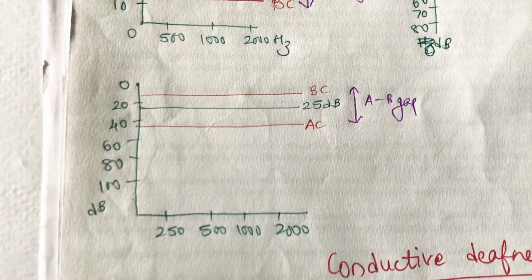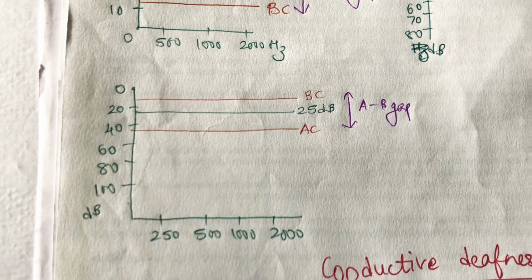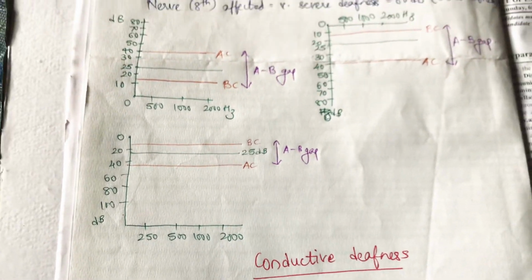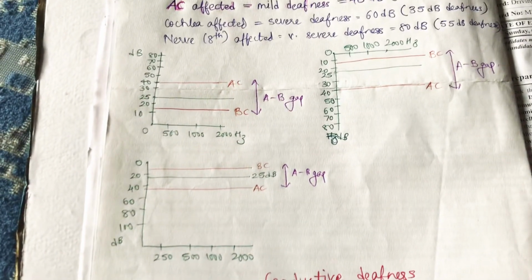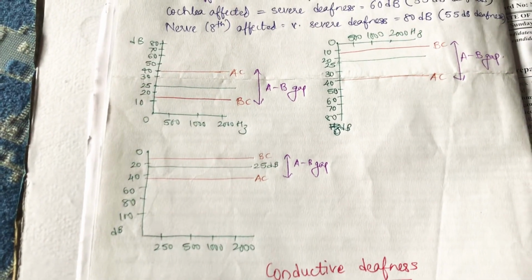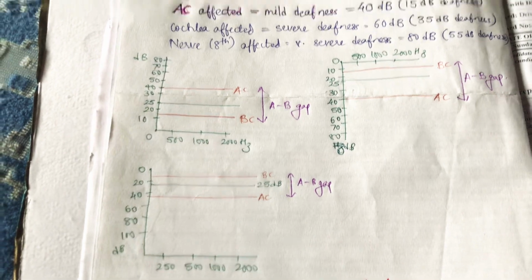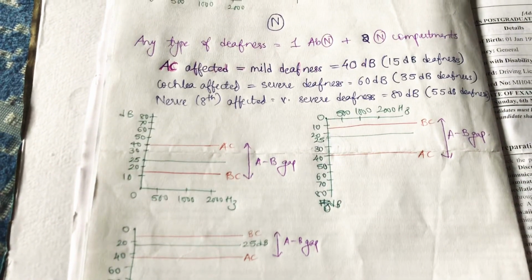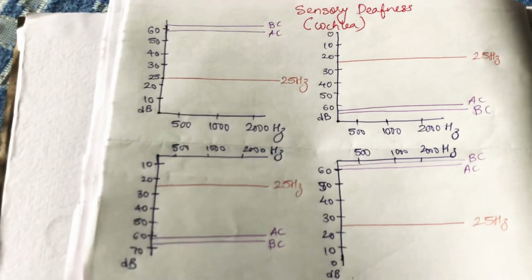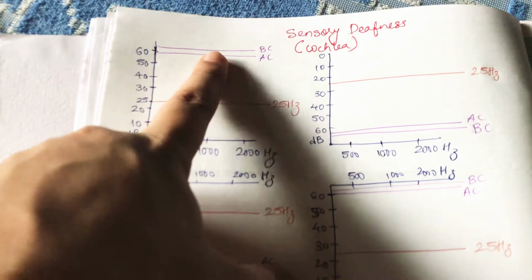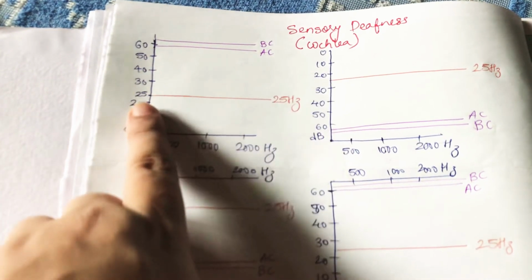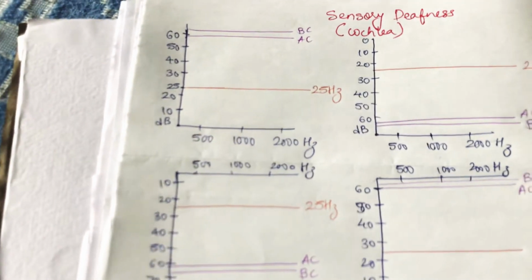Similar graph here. So this is your conductive deafness. In case of a sensory deafness, we do not have an air-bone gap, but the loss is of about 35 decibels. So the patient hears at about 60 decibels. So there is no air-bone gap. Air conduction, bone conduction graphs both are plotted at about 60 decibels. 25 hertz is the cutoff.